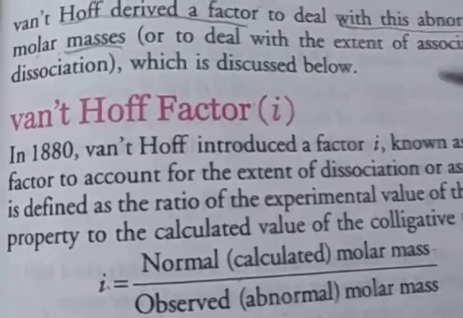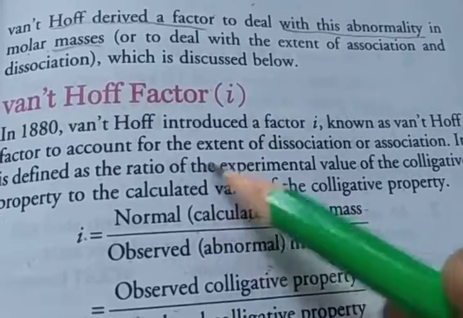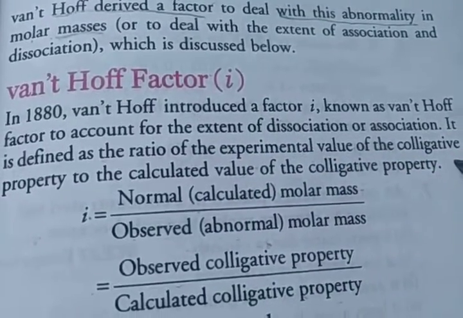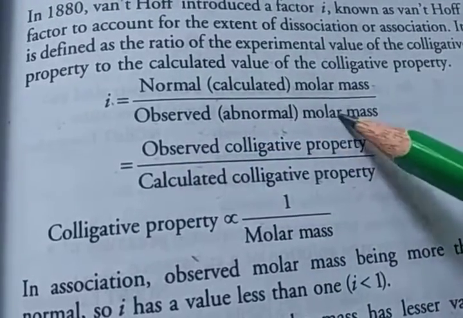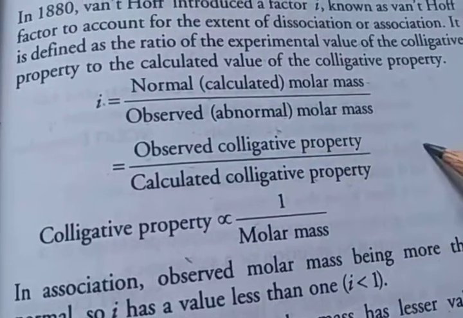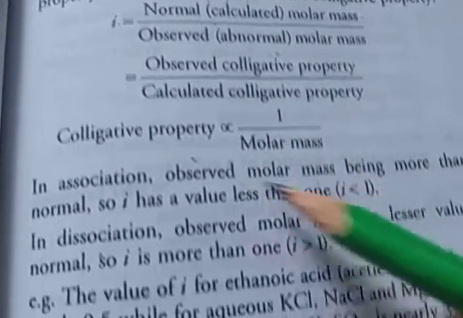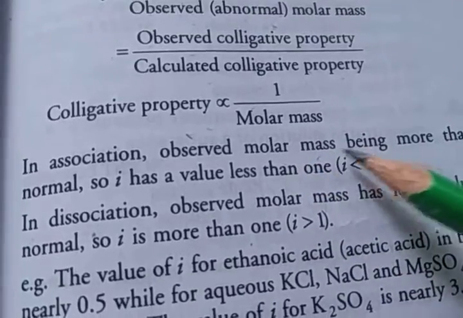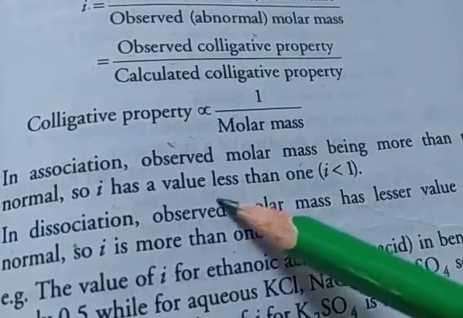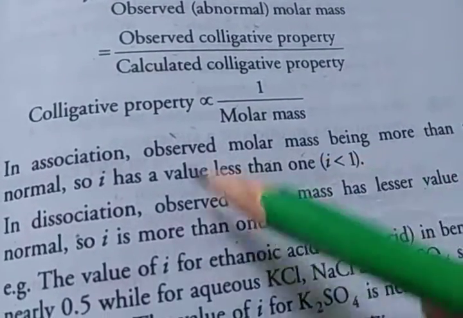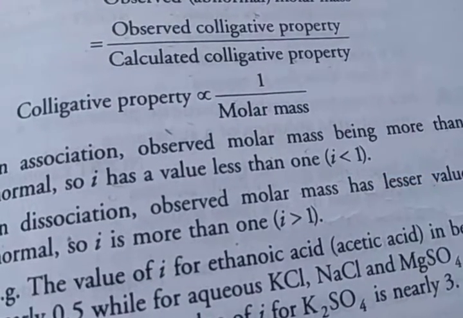In 1880, van't Hoff introduced a factor, known as the van't Hoff factor, to account for the extent of dissociation or association. It is defined as the ratio: i is equal to the normal calculated molar mass divided by the observed molar mass. So colligative property is inversely proportional to molar mass. In association, the observed molar mass is more than the normal, so i has a value less than 1.